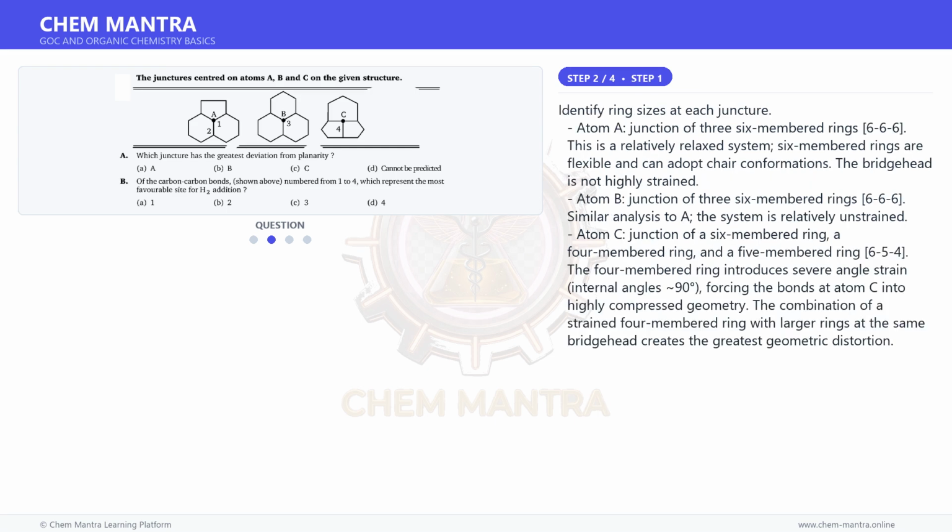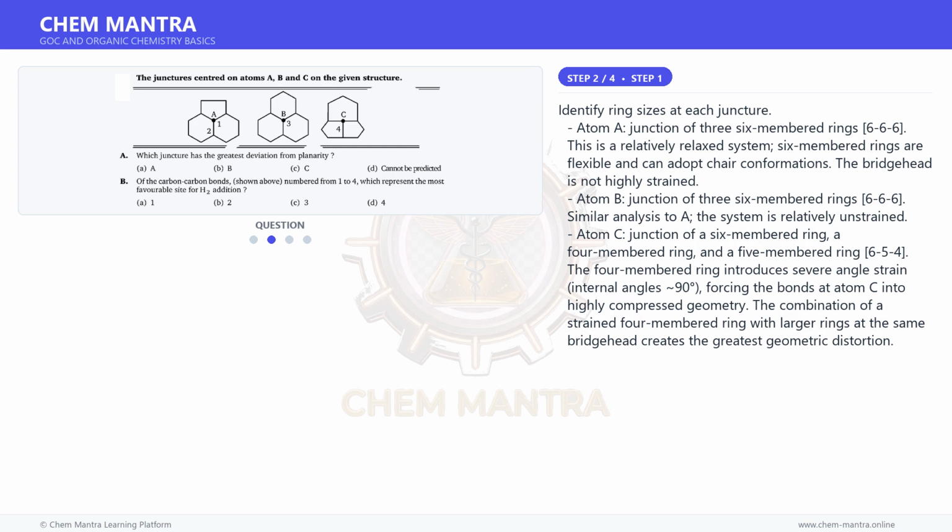Moving on to the next step. Identify ring sizes at each juncture. Atom A, junction of three 6-membered rings, 6-6-6. This is a relatively relaxed system. 6-membered rings are flexible and can adopt chair conformations. The bridgehead is not highly strained. Atom B, junction of three 6-membered rings, 6-6-6. Similar analysis: the system is relatively unstrained.